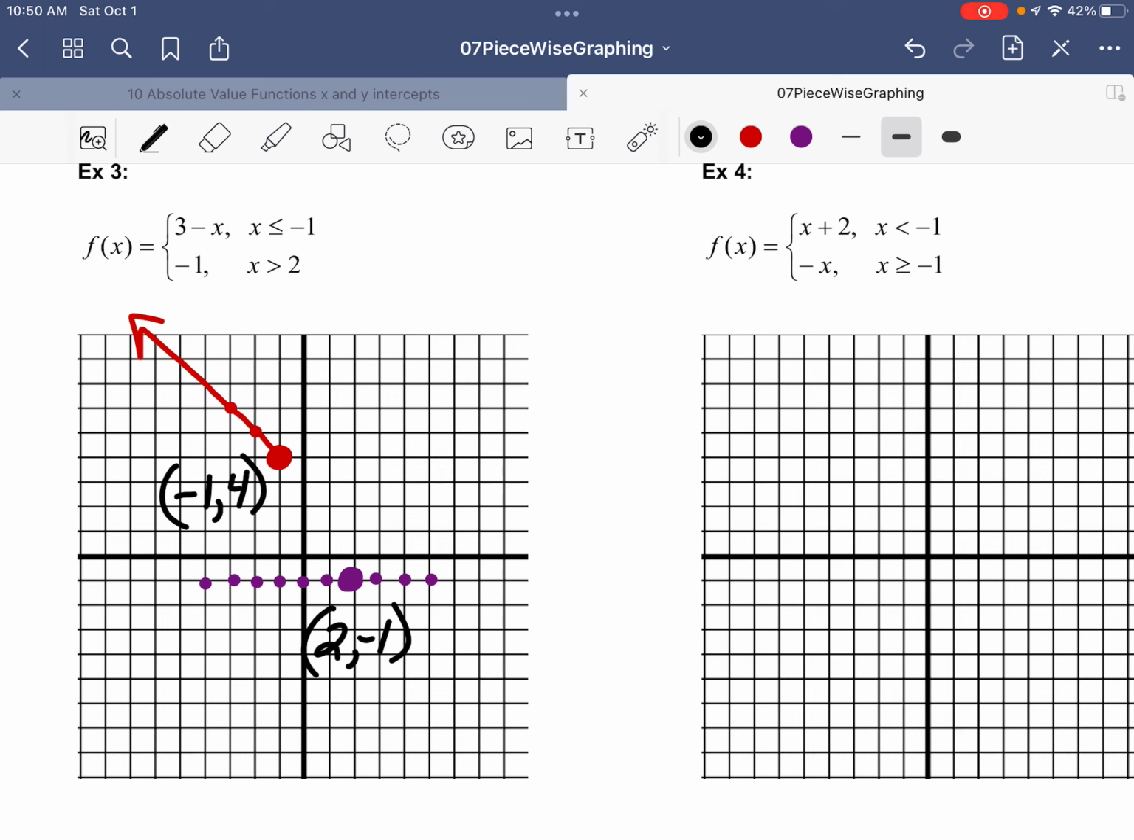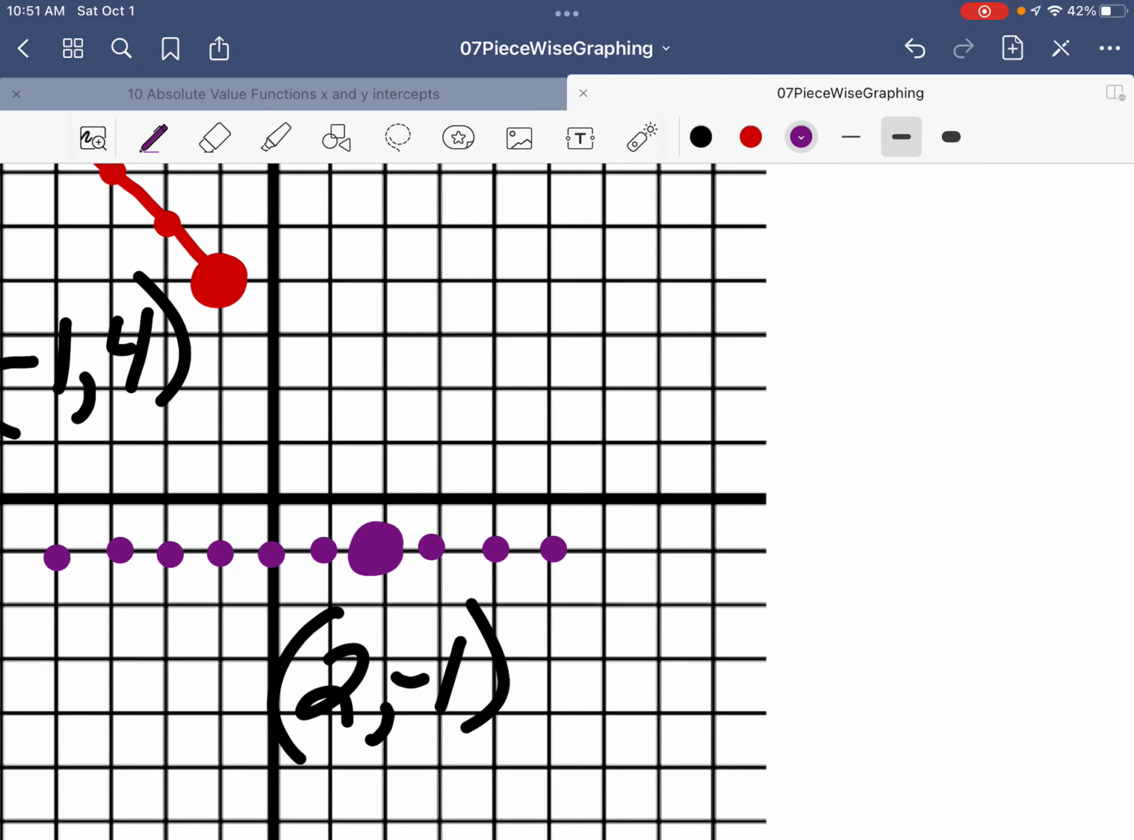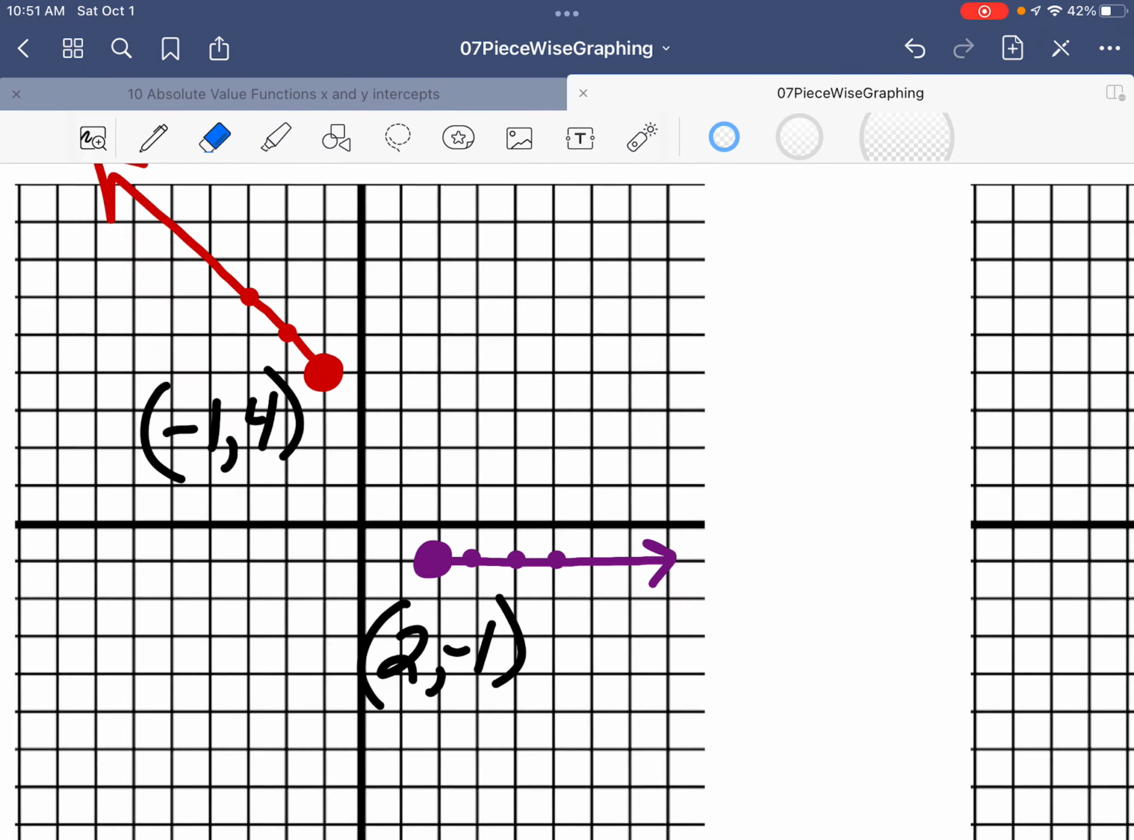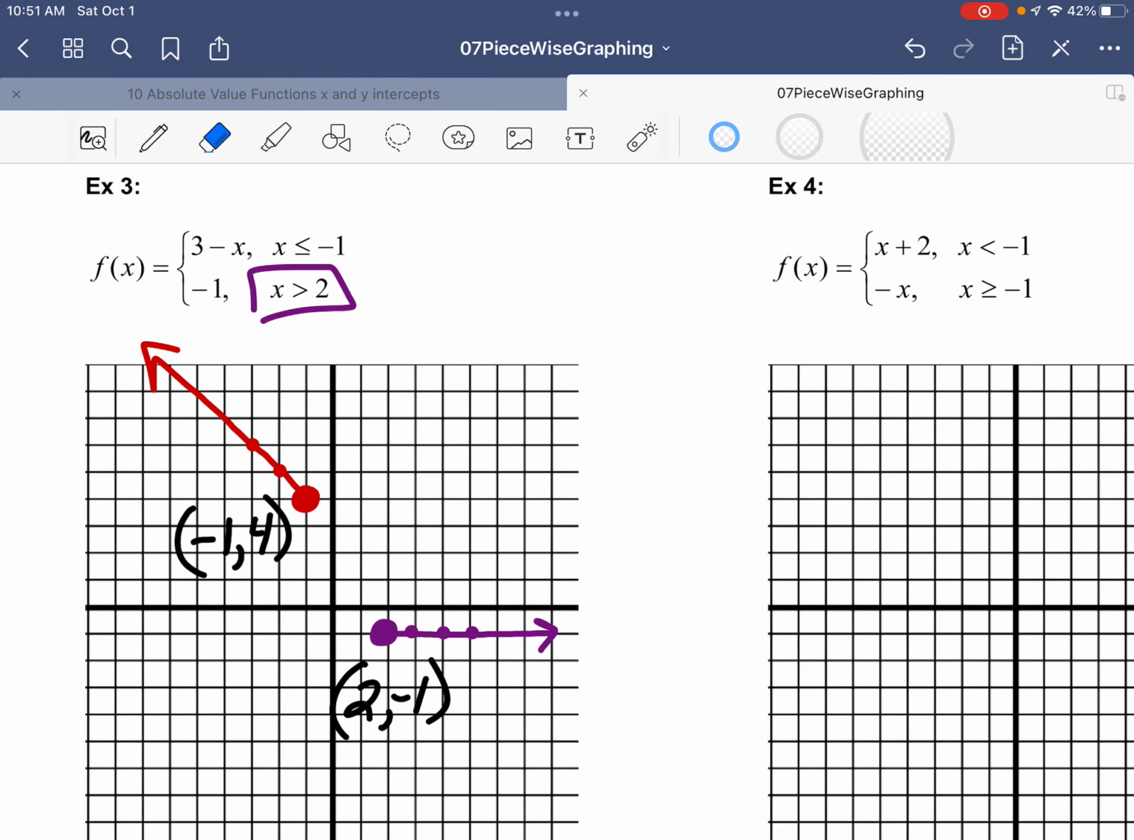Now, which side of the graph do I ultimately use for my piece? Well, the answer is which side is represented by x values greater than 2. Greater than means to the right. So from my starting point here, I want to use the points that are to the right of 2, to the right of x equals 2, which means that I'll erase those other points that I lightly shaded, and now I have my other piece.